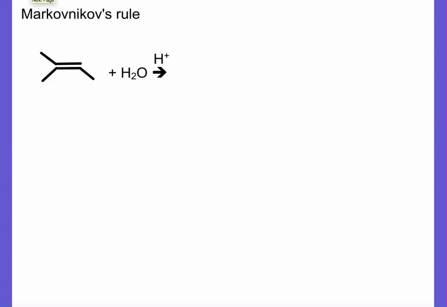That being said, there's also a new rule that we're going to have to worry about for these, because it turns out, even though you might think that there's going to be two products, that's not always going to be the case. And it's just something we're going to have to deal with. If I added that water across this double bond in this molecule, this is a 2-methyl 2-butene. In theory, I could get two different products. I could have the hydroxyl group here, or I could add the hydroxyl group over here.